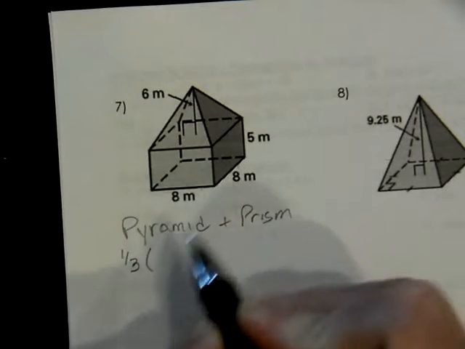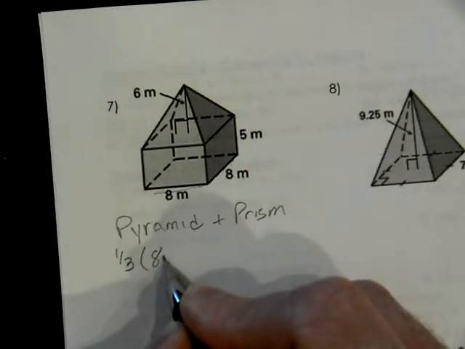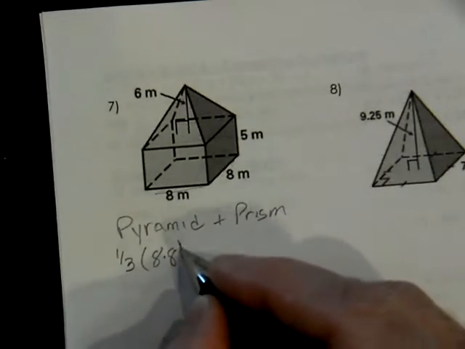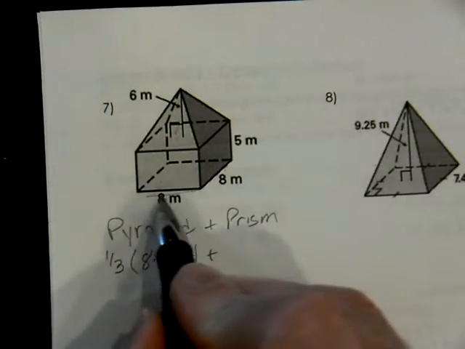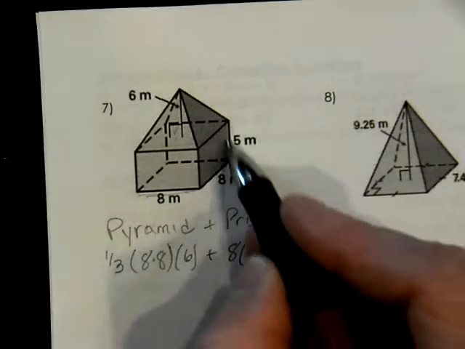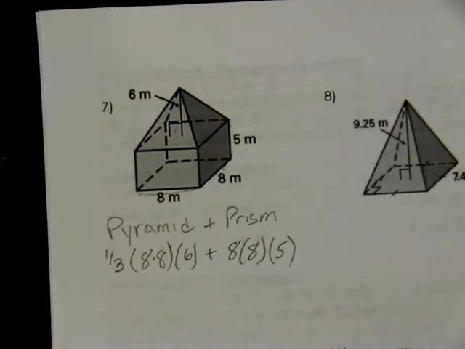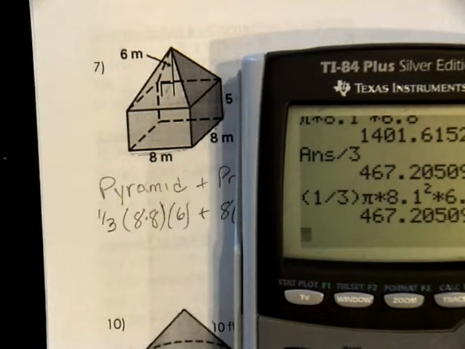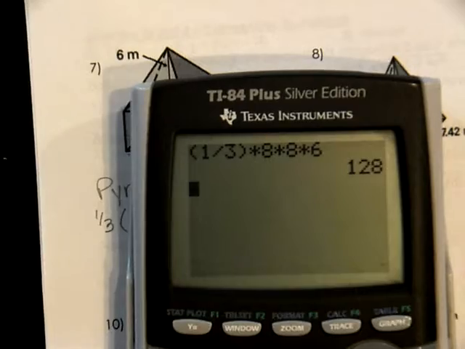So this is going to be 1/3 the area of the base, which is 8 by 8. And then we have the height of the pyramid, which is 6. The prism would be the area of the base times the height of the prism. So now we have 1/3 times 8 times 8 times 6. That gives us 128.